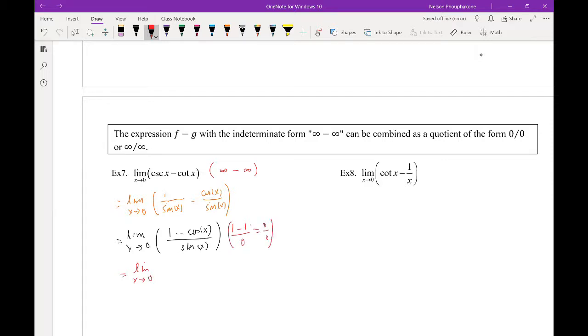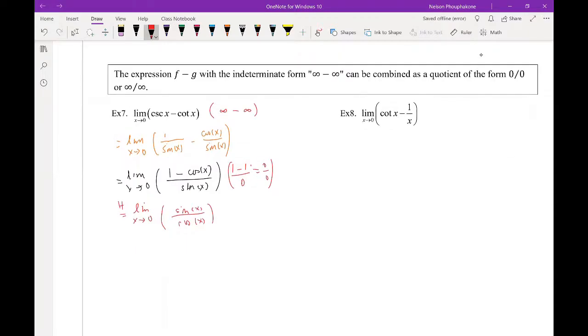And now we apply the L'Hopital rule here. Then I will have sine of x over cos of x. And of course, here I have the limit x approaching 0 of tangent of x. And of course, I know that tangent of 0 is equal to 0, right?